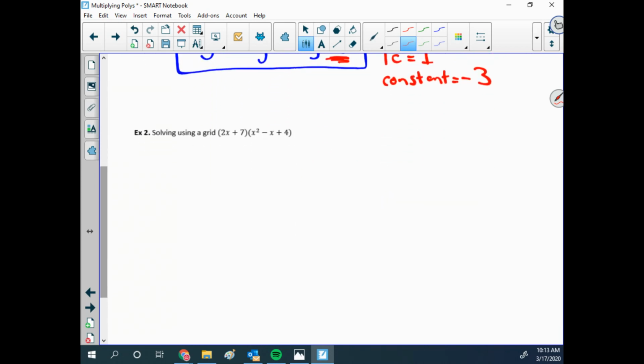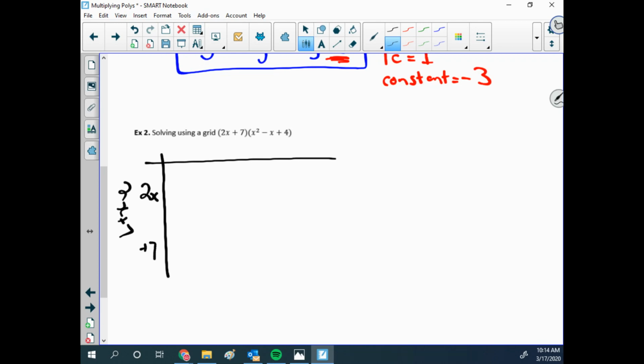All right, let's look at another one. So it says solve using grid. So grid, exact same strategy as we did before. I'm going to use the grid. So let's say I'm going to put 2x plus 7 over here. So I would just break that up into a 2x and a positive 7. And I'll break this up because I'm going to put x squared minus x plus 4 here. So I'll break that up into an x squared minus x and a positive 4.